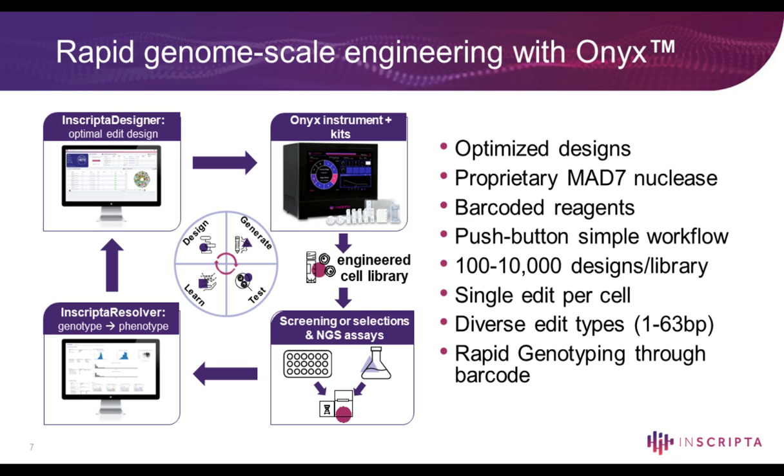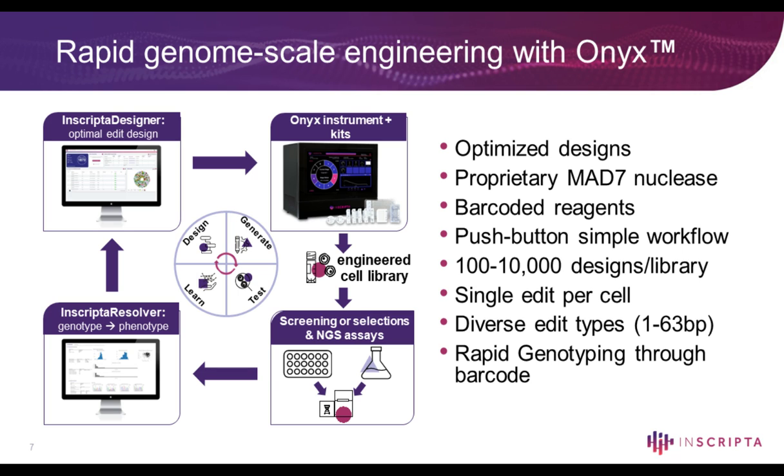Once you have the libraries of cells, we also have a suite of assays that you can bring together with your phenotyping of the libraries so that this enables you very rapid genotyping. As I said before, these are trackable libraries, so all the cells here contain a barcode. And the barcode can be sequenced through NGS sequencing that enables you to quickly identify the genotype that is related to your phenotype of interest.